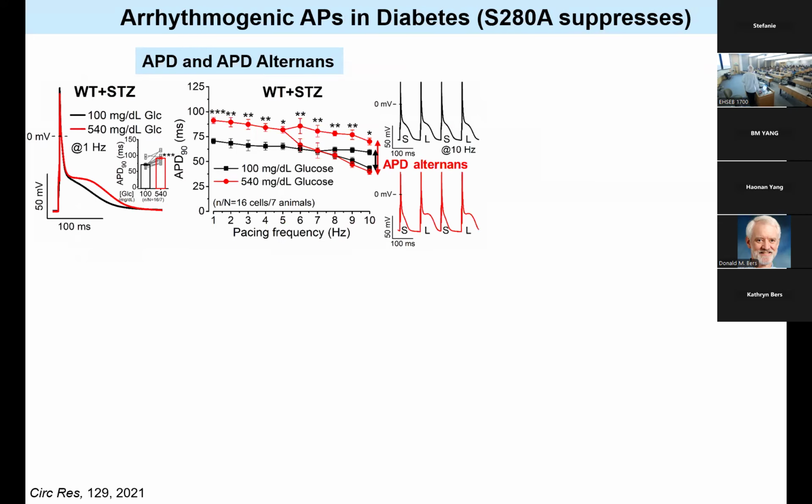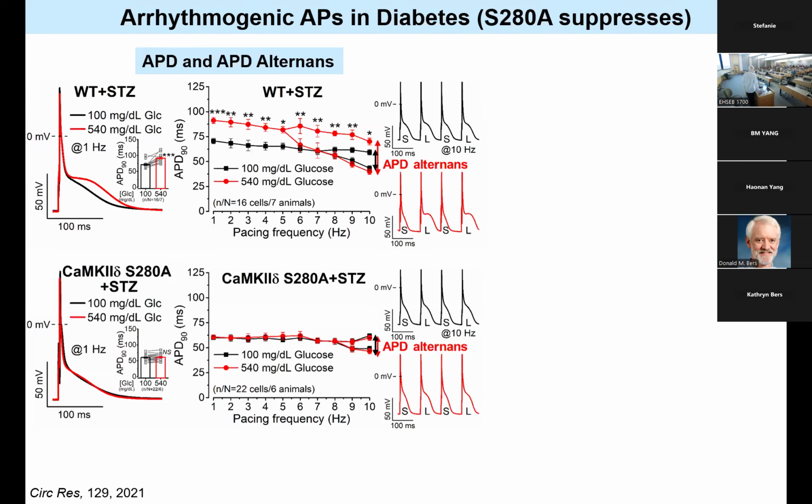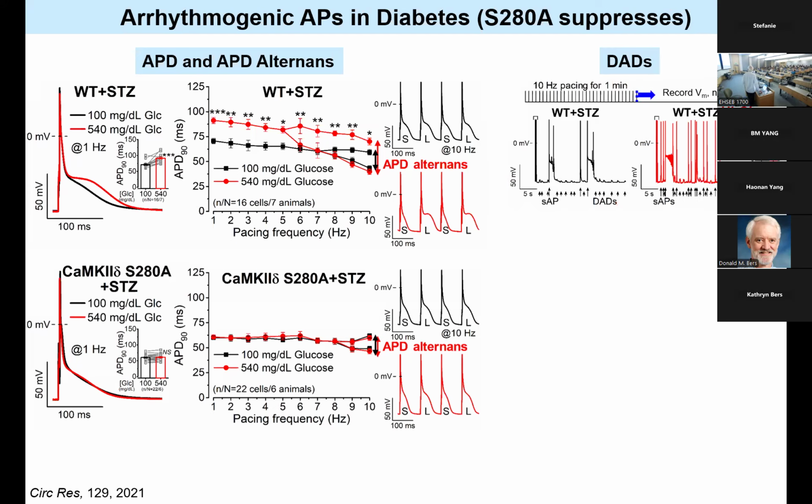Looking at the APs, I'll go through this quickly because when they're in chronic hyperglycemia, everything's just worse, but the same stuff happens. You can see alternans here happening at a much lower frequency. The APDs are even longer in these mice when you elevate glucose. And again, that's almost completely prevented in these particular point mutation mice here.